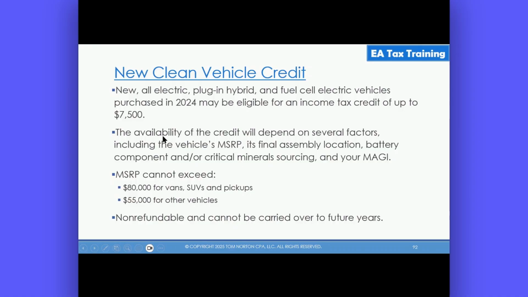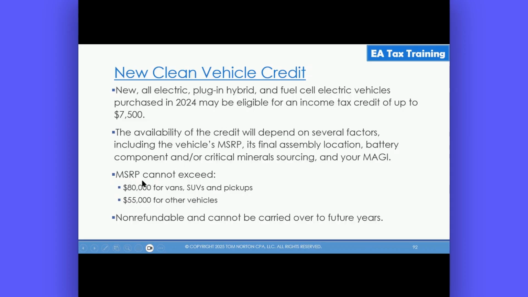For new electric and hybrid vehicles, you can get a credit of up to $7,500. The availability of the credit is going to depend on various factors. The dealer will know, because you're always going to be buying these through a dealer, they will know whether or not it qualifies. And there are also some adjusted gross income limitations that we will talk about.